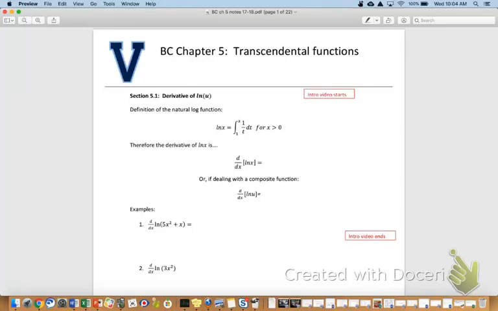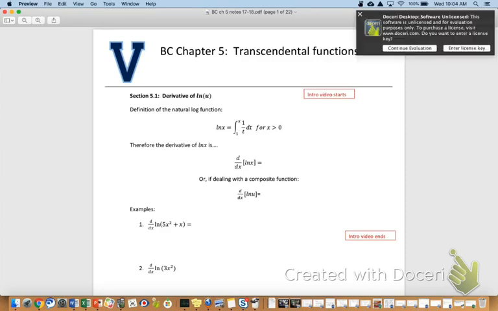Our third unit, which coincides with chapter 5, more or less, in your book. And so this is where we're going to spend our time today. Don't forget, tomorrow is your Unit 2 test, which goes along with chapter 4. So keep that in mind as we go through this.